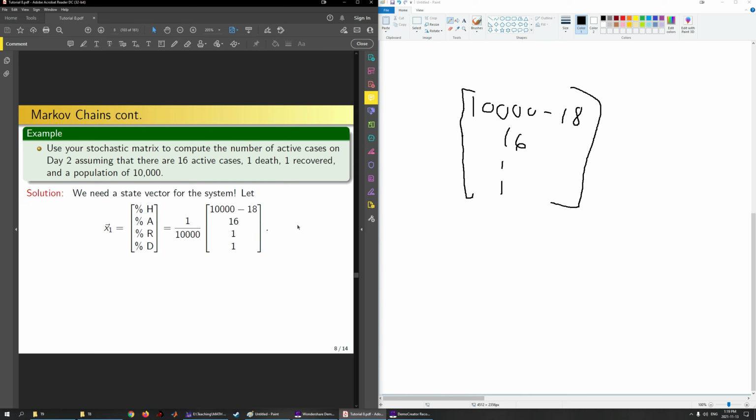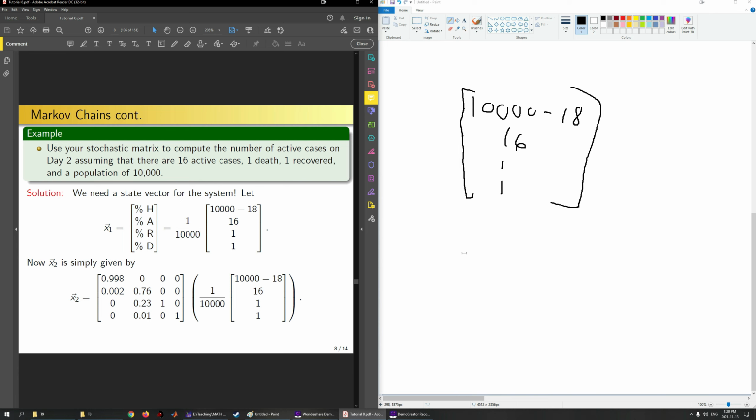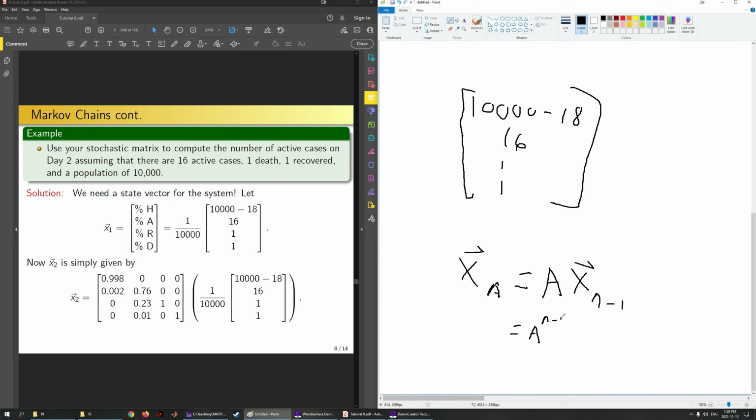Okay, so beyond this, the next question is, how do I get x2? Well, x2 would simply be the stochastic vector that tells me what's happening in the system multiplied by x1. In general, xn is simply going to be the matrix A, if I call this thing A, times x sub n minus 1. From here, you can clean this up a little bit, and notice this is just A to the n minus 1 times x sub 1. So there's an application of vector or matrix multiplication for you.